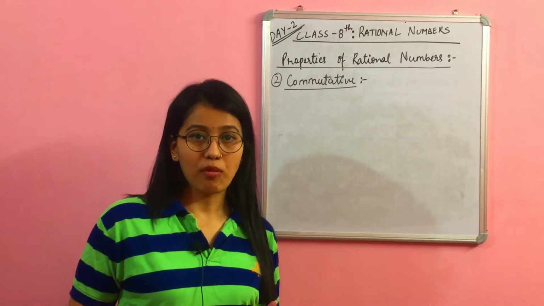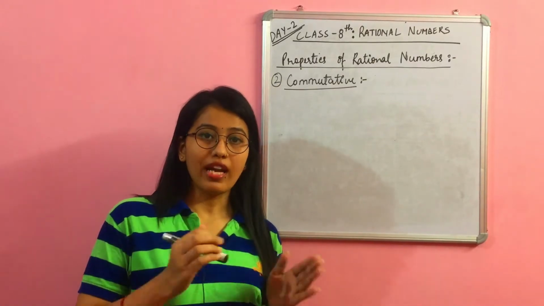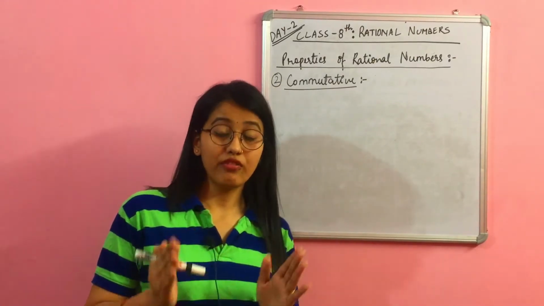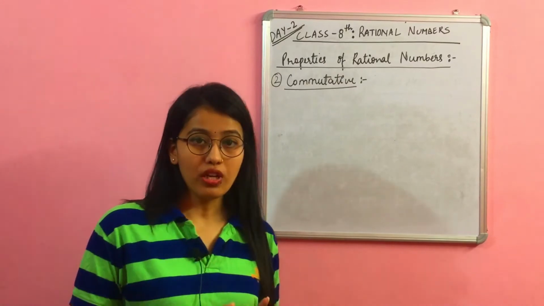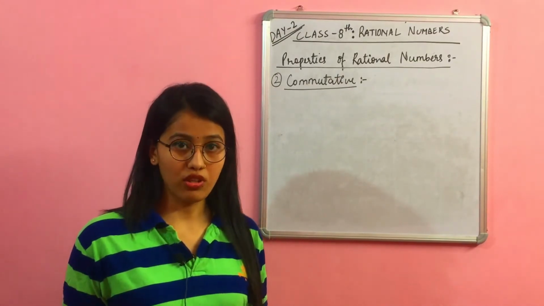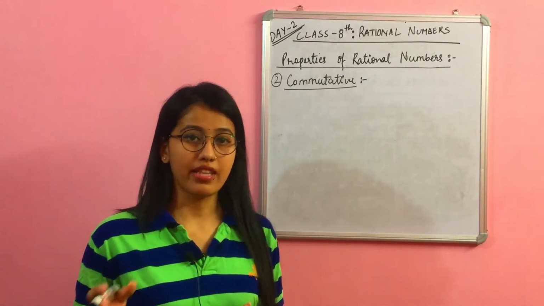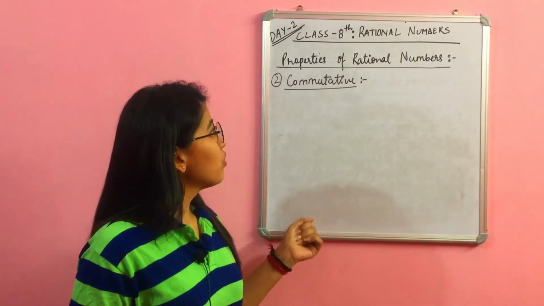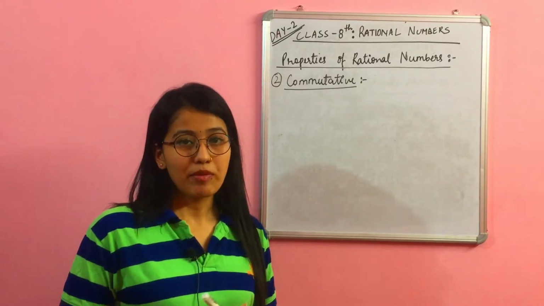That was closure property, which says that if you are adding or subtracting, or if you are performing any operation on two natural numbers or whole numbers, it will give you a natural number or whole number. It will depend on the operation and the set. Okay, now coming to our next property, that is known as commutative property.